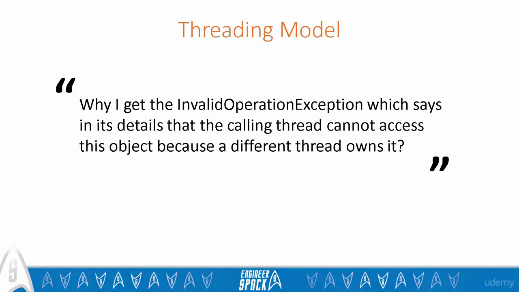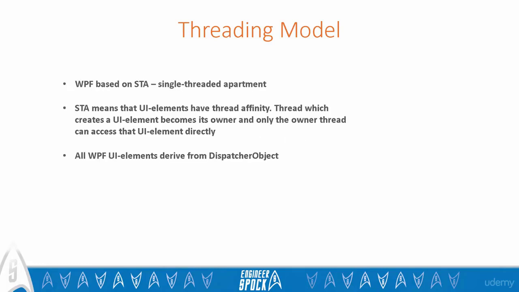I guess that one of the most popular questions that newcomers ask on StackOverflow.com is why I get the InvalidOperationException, which says in its details that the calling thread cannot access this object because a different thread owns it. Let's answer why. In 99% of cases, a WPF application spawns only one dedicated thread for managing UI. Let's reveal what it actually means.